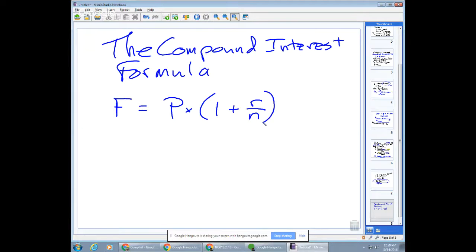And then I have to figure out how many total periods went by. So to do that, if we were doing quarterly, it would be 4 times the number of years. Monthly would be 12 times the number of years. So the exponent would be n times t. And I'll redefine what each of these letters means. So F is our future value of the money.